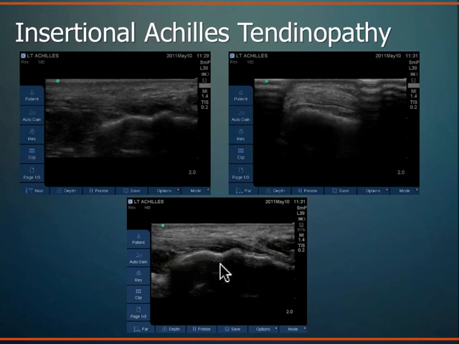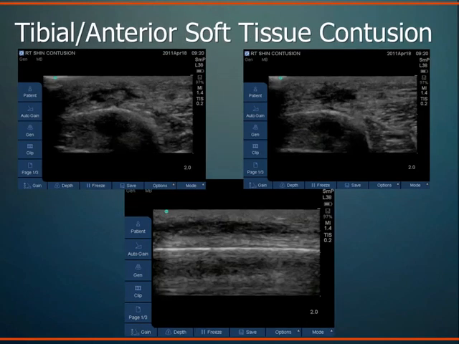And what you can see is the calcaneal insertion, the Achilles tendon coming down here, and you're getting disruption of normal architecture. This was not anisotropy. As I move the probe around, that discrepancy stays there. That's a localized fluid collection, disruption of the insertion, and insertion Achilles tendinopathy is a very common diagnosis and very easily visualized on ultrasound.